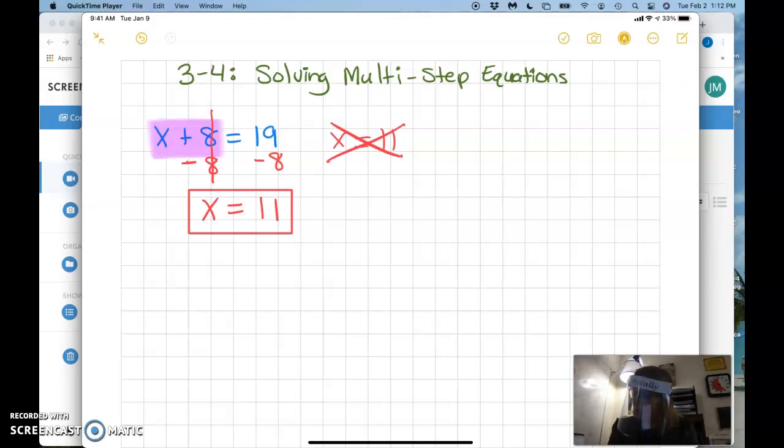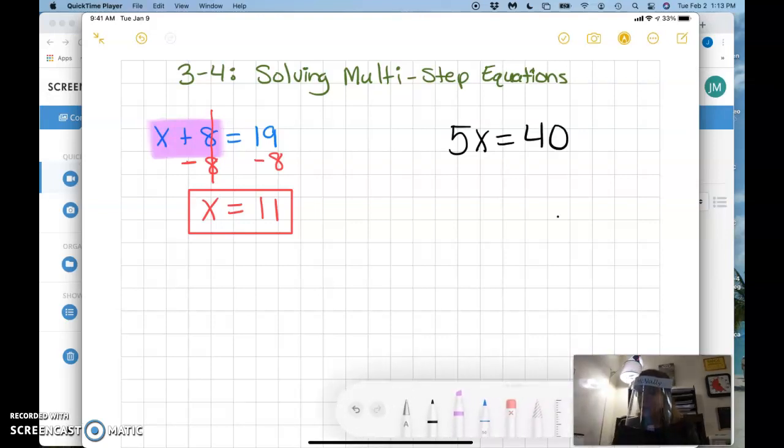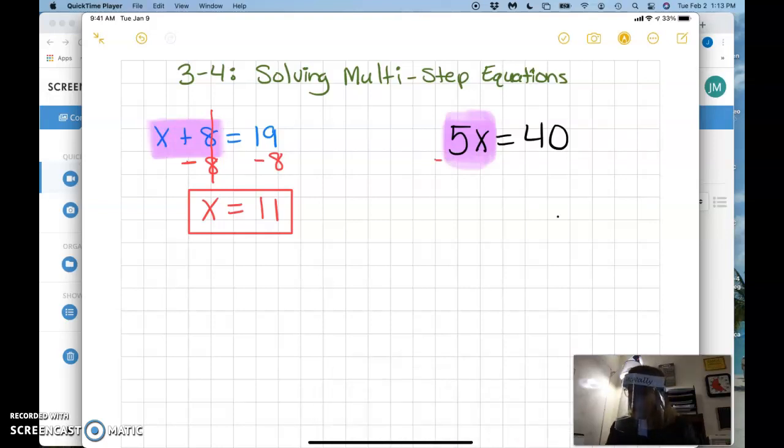So let's do another example with our other type of equation that we learned. Again, the first thing you do, look at the variable. What's happening to the variable? It is being multiplied. So we're going to do the opposite, which is divide. I'm going to divide both sides by whatever is next to the variable. This time it's a 5. Whatever I do to one side, I do to the other.